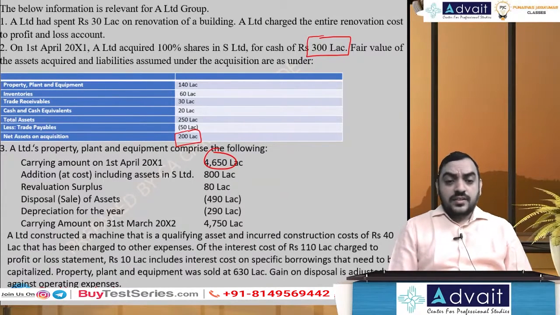A Limited constructed a machine that is a qualifying asset and incurred construction cost of 40 lakhs that has been charged to other expenses. Of the interest cost, 110 lakhs charged to profit and loss, rupees 10 lakhs includes interest cost on specific borrowing that needs to be capitalized. Property, plant, equipment was sold for 630 lakhs. Gain on disposal is adjusted against operating expenses.